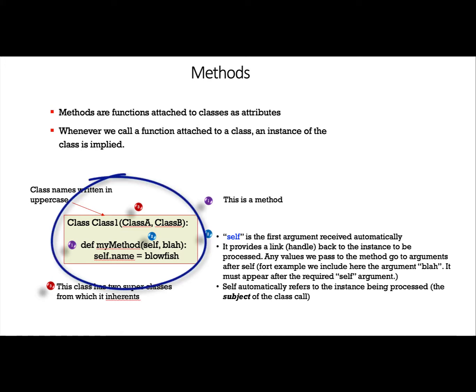So here we have a snippet of code. We have a class we've defined as class 1. Notice, class names by convention are written in uppercase. This class has 2 superclasses from which it inherits, class A and class B. Next, we have defined a method called myMethod. Self is the first argument received automatically. It provides a link or a handle back to the instance to be processed. Any values we pass to the method go to arguments after self. For example, we include here the argument blah.